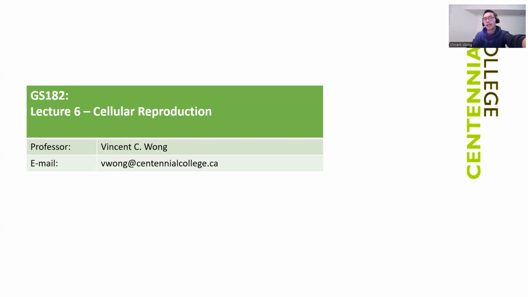There will be five lectures and two quizzes, quiz three and quiz four, 10% each. There's going to be another lab as well as the final test, which is 20%. And we're going to be starting with lecture six today on the topic of cellular reproduction. So let's get right into it.